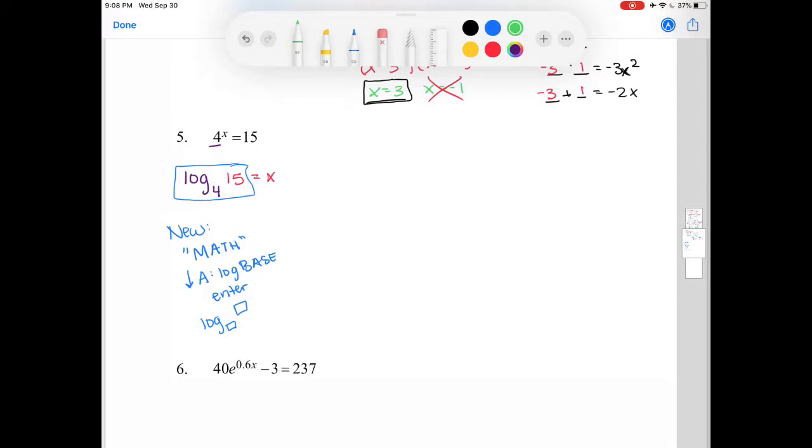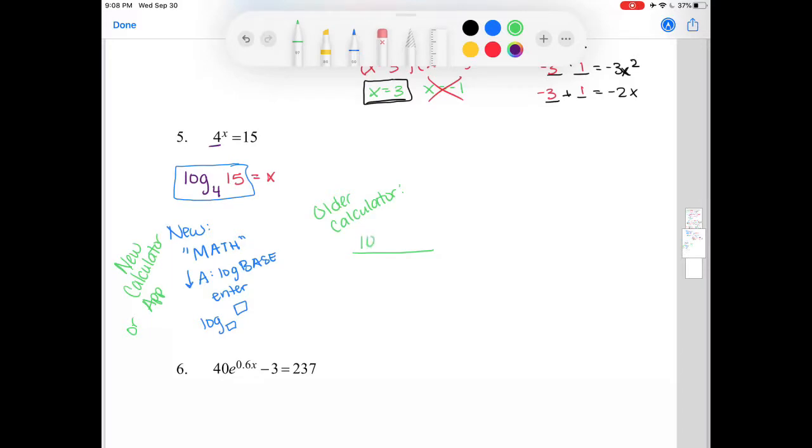Okay? If you are using the older calculators, the ones that are a little bit bulkier, you can still do this, you just have to type it in a different way. So this is the new calculator version, or the app version, I should say. And then the older calculator, you're going to have to type it in the change of base way, and you learn that in 3.2 and 3.3.